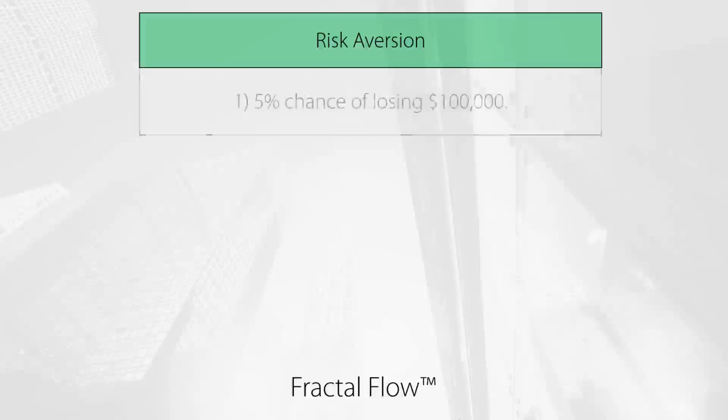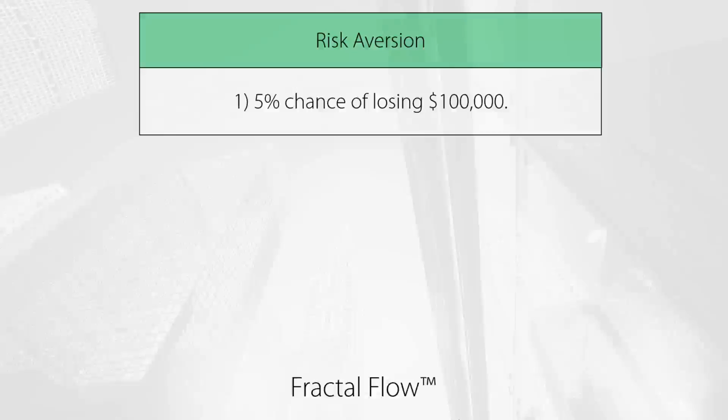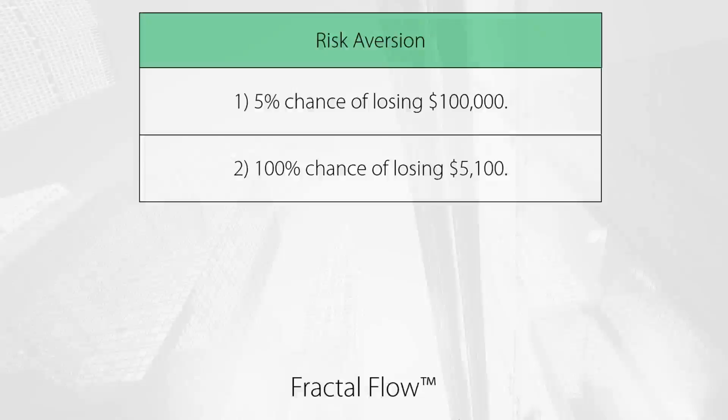Number 1. 5% chance of losing $100,000. Number 2. 100% chance of losing $5,100. Once again, this is a question framed to spark risk aversion or risk avoidance. Most people tend to choose alternative number 2 simply because our intuitions guide us to the impression that it is better to leave with a certain small loss than to have the possibility of losing a larger amount. As correct as this might sound, it is mathematically and statistically incorrect.